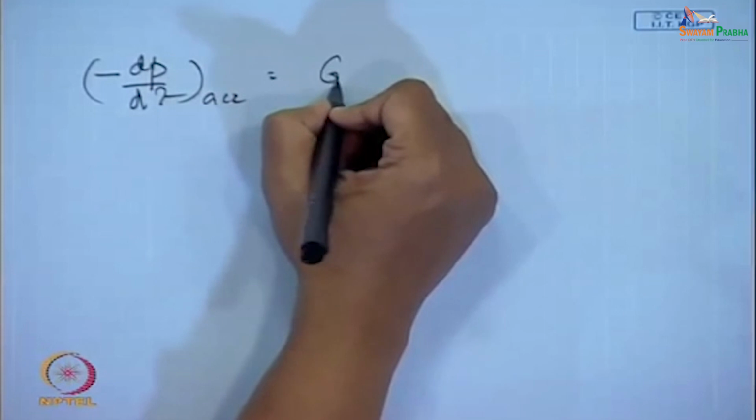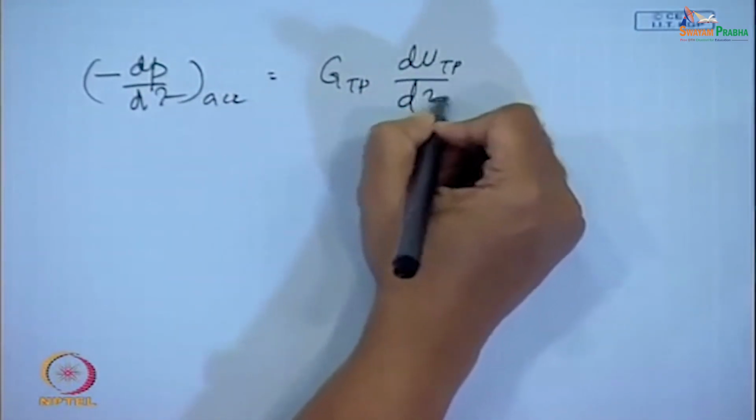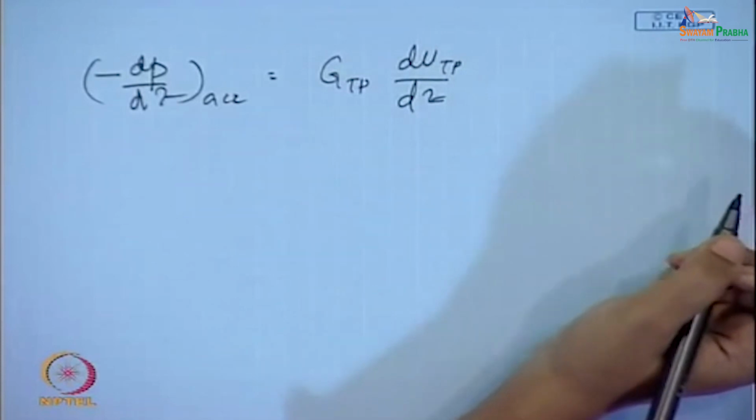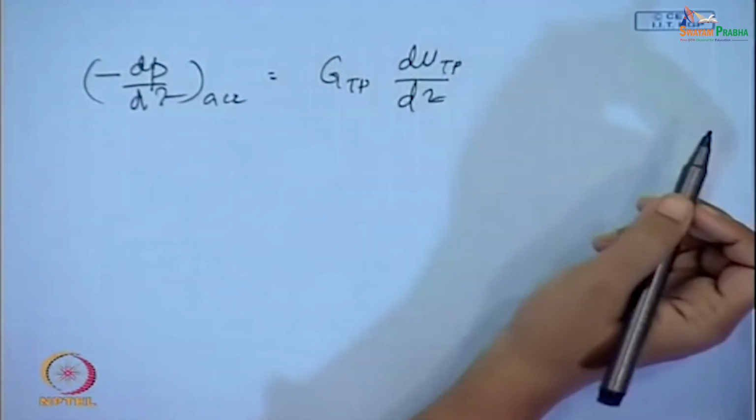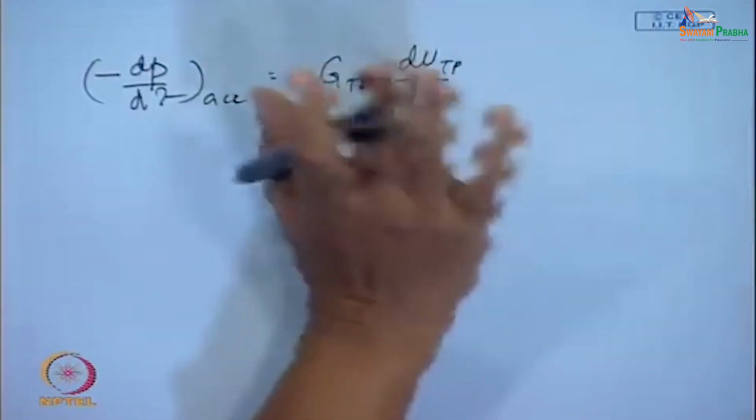How did we define it? G du dz. Agreed? Okay. Now, why does acceleration take place in this particular case? Can you tell me? If there is no heat transfer, under adiabatic flow condition, can you tell me why this acceleration pressure gradient happens?